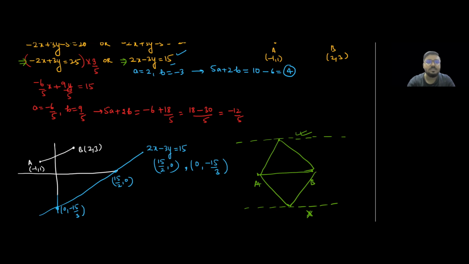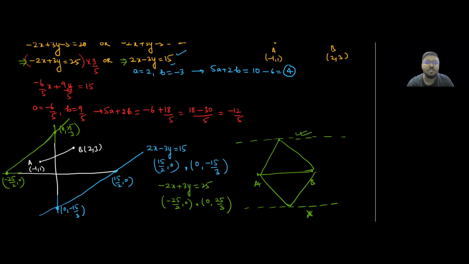Also, let's try to see the other one, -2x plus 3y equal to 25. Here also, we will substitute y equal to 0. So x is -25 by 2 comma 0. And if you put x equal to 0, y we are getting 25 by 3. So -25 by 2 comma 0 will be far on the left side of the x-axis, and 0 comma 25 by 3 will be way above on the y-axis. So now clearly we can see this line is lying above the line segment AB.